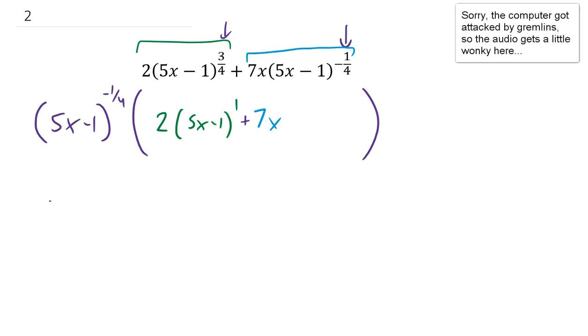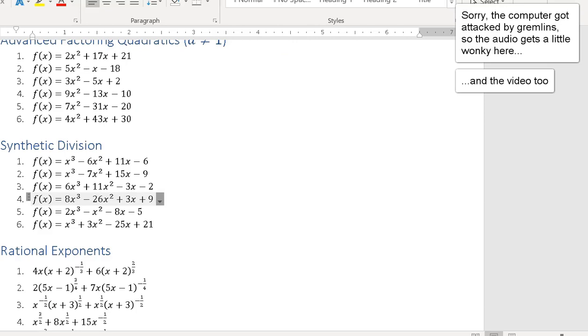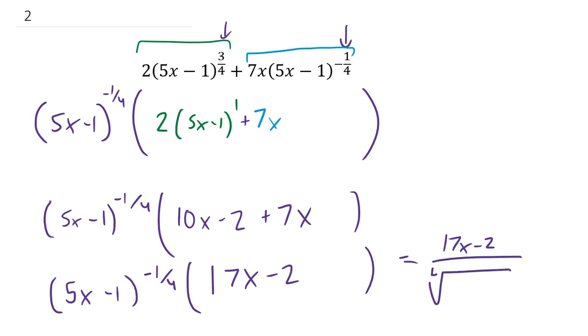So I have 5x minus 1 to the negative 1/4 times 10x plus 7x. Ooh, my pen's getting really laggy, but hey, it's tolerable. It's never really okay, but it's tolerable. 5x minus 1 to the negative 1/4 power. Oh, it's a shame. I'm back. Excuse that brief technical interruption. 5x minus 1 to the negative 1/4 power, and on the inside, this simplifies to 17x minus 2. So what I have is 17x minus 2 over the 4th root of 5x minus 1.